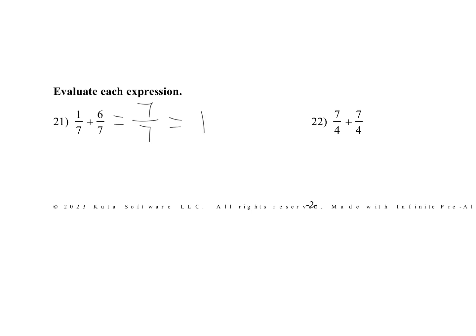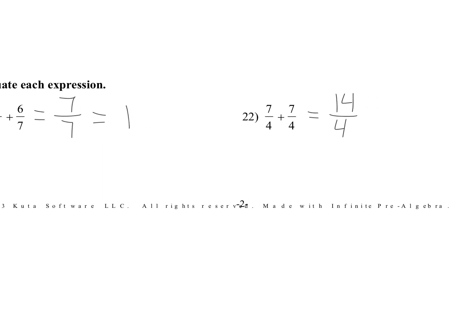Good. Number 22, what's my new denominator? 4, keep it the same. What do I get on the top? Yep, add straight across. Can I leave it like that? No, what do I turn it into? 3 and it is good.